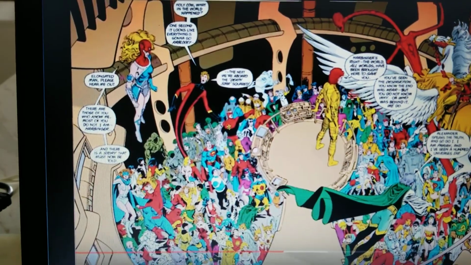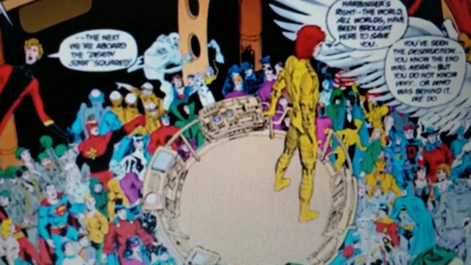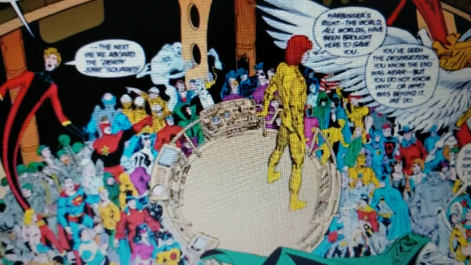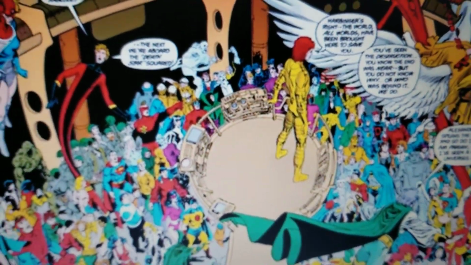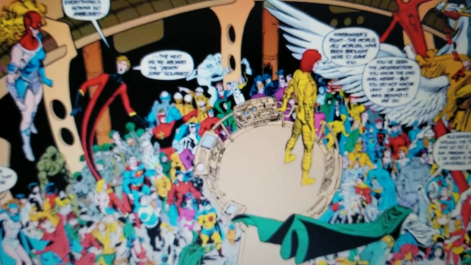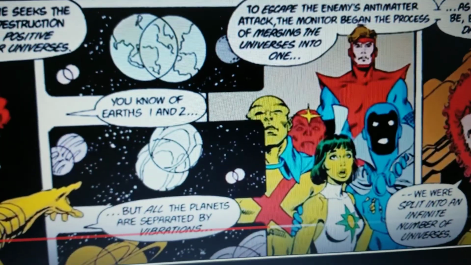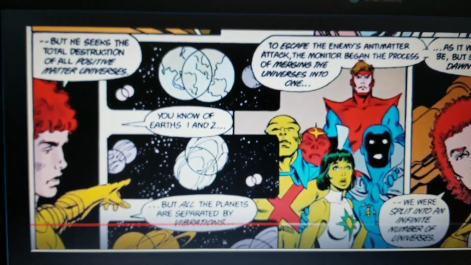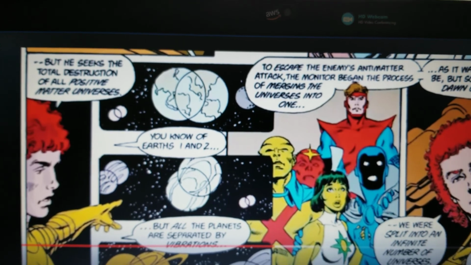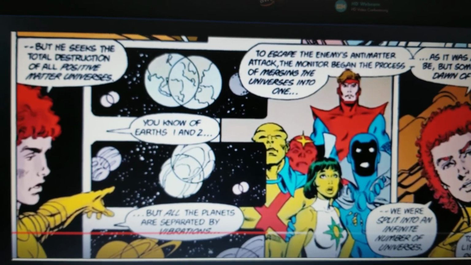At that point in time, this Alexander Luthor has also grown up, and he was almost like a leader. Alexander Luthor was explaining the different Earths collapsing and what they needed to do.